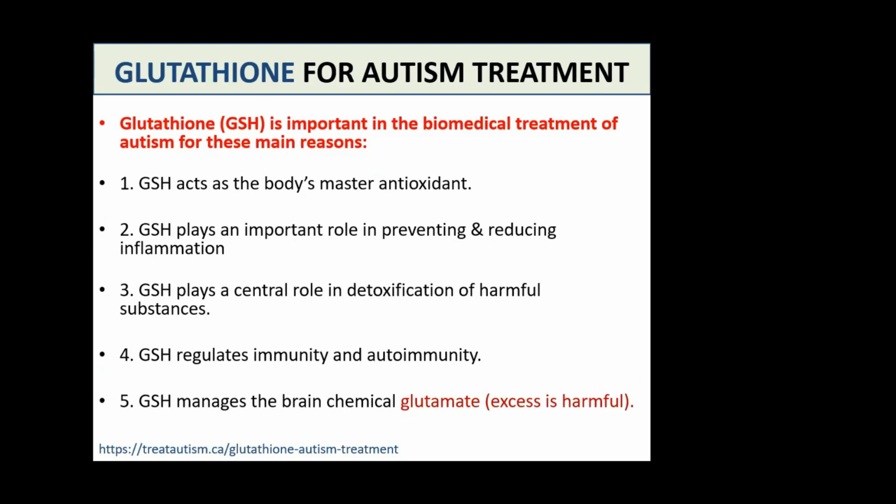So excess glutamate is harmful to the brain. So when it is used to make glutathione, not only do you have increased glutathione, but also you have reduction in the glutamate, which is harmful if it is excessive.